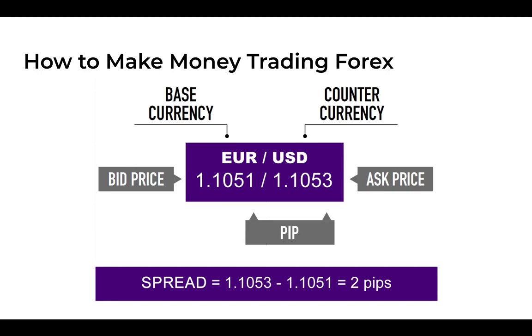Pips are going to be the last decimal point or the last number in every single price on the bid and the ask. Pips are something we're going to go over a little bit later. And then finally, at the bottom here, we have the spread.